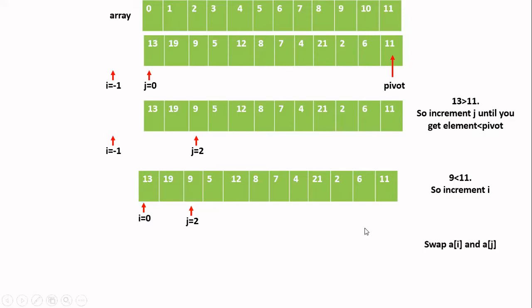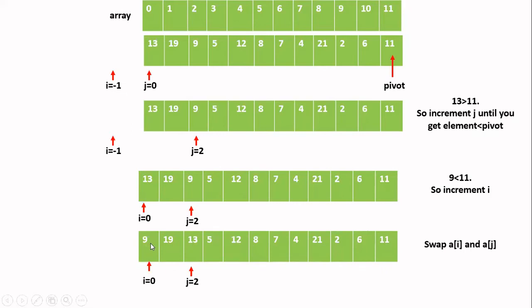So our next step is swap A of i and A of j. A of i is 13, A of j is 9. You swap these two elements. So what will happen now is after you swap, your array is changed: 9 will come here and 13 will go to A of j. So this is the first step.